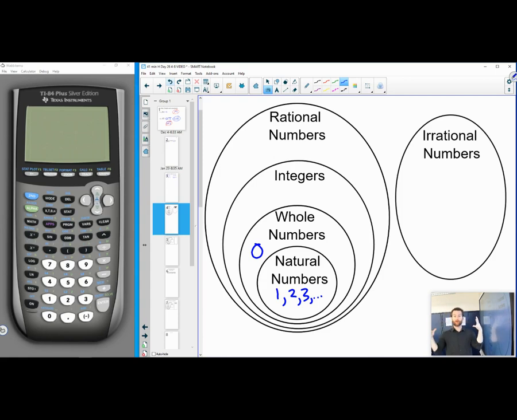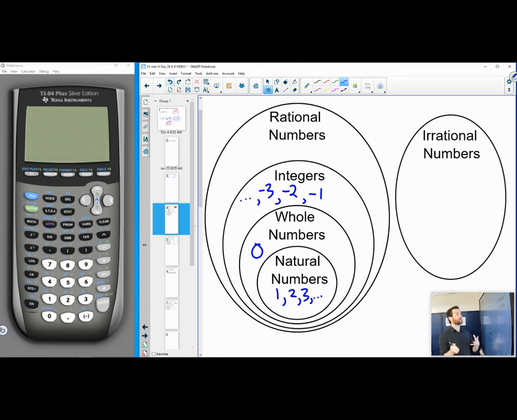Then we have another bigger group, which is called integers. Again, the whole numbers are inside the integers, so the whole numbers are a subset. So 0, 1, 2, 3, those are already integers. But integers also include -1 and -2 and -3 and all the negatives going on, all the negative whole numbers, or the opposites of whole numbers, I guess we could call them.